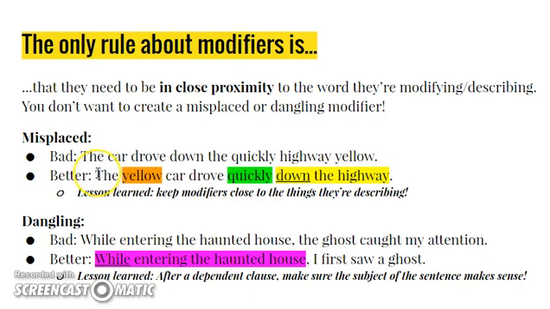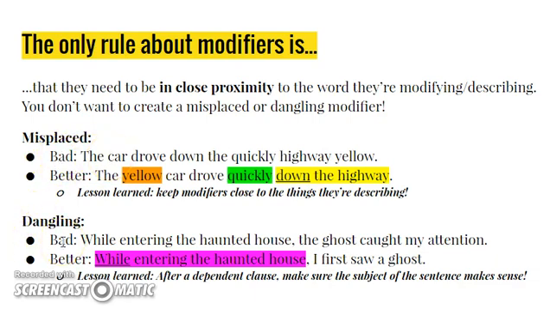For example, if I want to say that the yellow car drove quickly down the highway, which is that example from a moment ago, I would not want to move the word yellow too far away from the word car. Otherwise, it wouldn't make sense. And I wouldn't want to move the word quickly too far away from the word drove, because quickly is saying how fast we drove. So if I said that the car drove down the quickly highway yellow, that's a hot mess. So again, we want to keep modifiers close to the word they're describing.